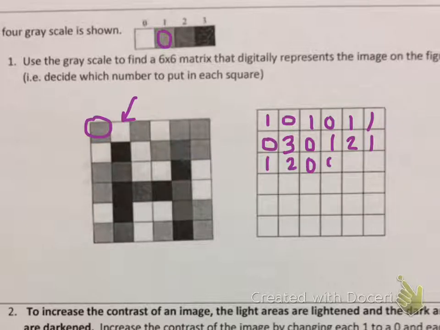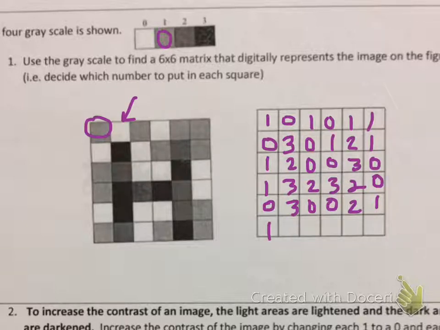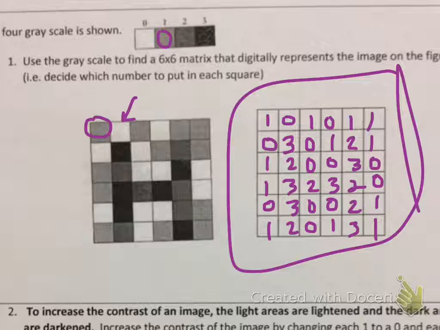1, 2, 0, 0, 3, 0, 1, 3, 2, 3, 2, 0, 0, 3, 0, 0, 2, 1. And 1, 2, 0, 1, 3, 1. So what I did was I used those numbers to represent the shaded areas that were inside the box. So I've created this matrix now for the picture that I've seen.